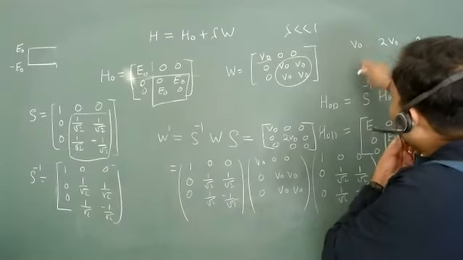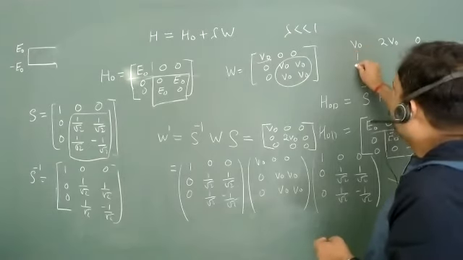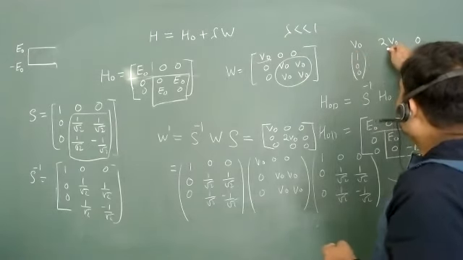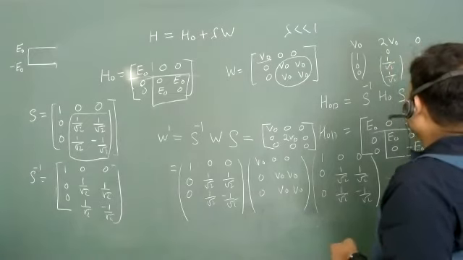And if you find the eigenvectors, you will get exactly the same eigenvectors. For V naught, 1 0 0, because it is non-degenerate. For 2 V naught, 0 1 by √2 1 by √2. And for 0, this is 0 1 by √2 minus 1 by √2. So you are very fortunate. You are so intelligent that you have chosen your W such that W and H naught have the same eigenvectors. So they can be diagonalized simultaneously.